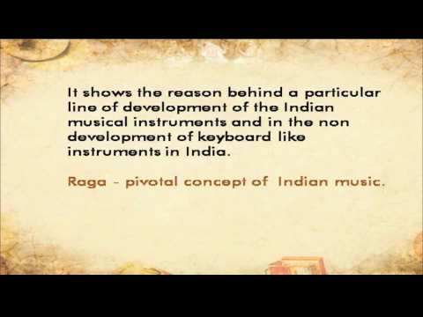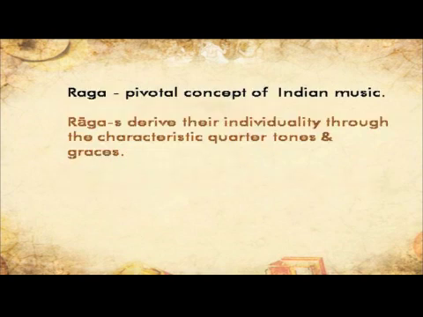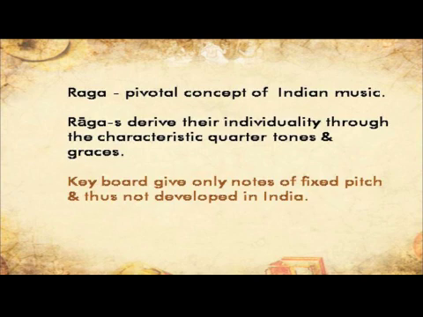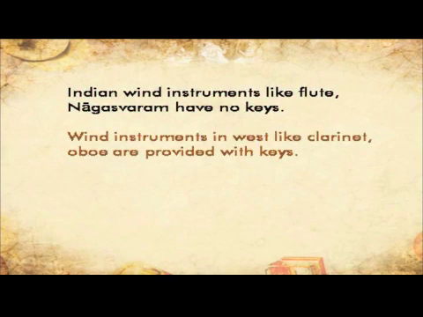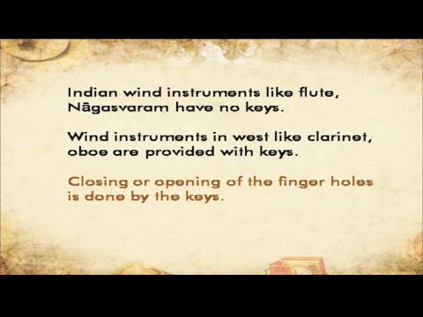Raga is the pivotal concept of Indian music. Ragas derive their individuality through the characteristic quarter tones and graces. Since keyboard instruments can give only notes of fixed pitch, these types of instruments did not develop in India. Likewise, Indian wind instruments like the flute, Nagaswaram, and the Shehnai have no keys. The clarinet, oboe, and other wind instruments of the West are provided with keys. The closing or the opening of the finger holes in these instruments is done by operating the keys.